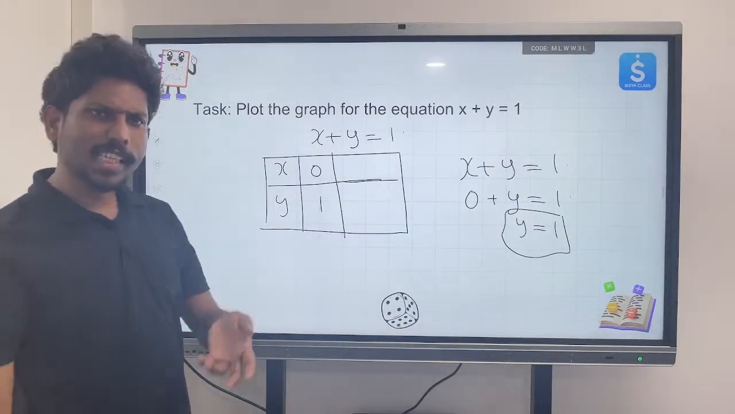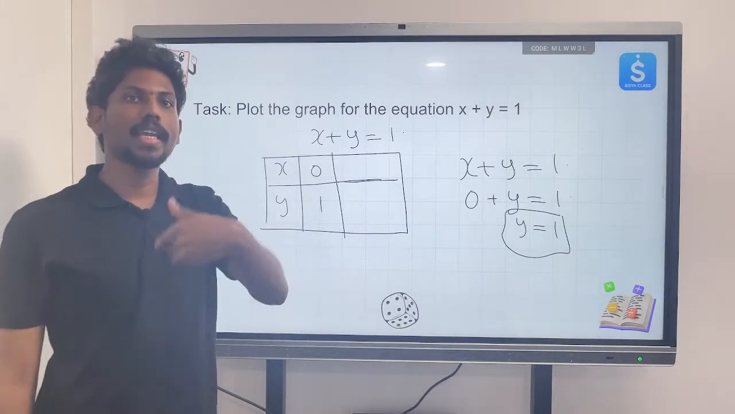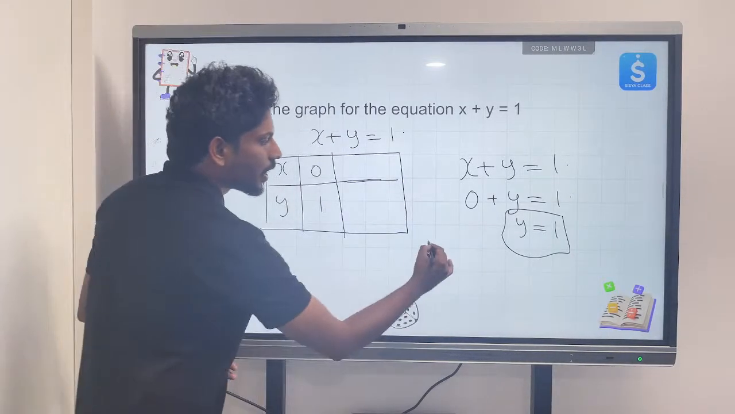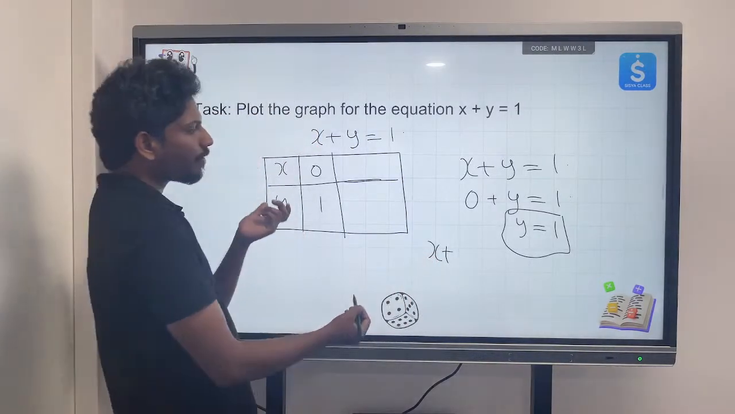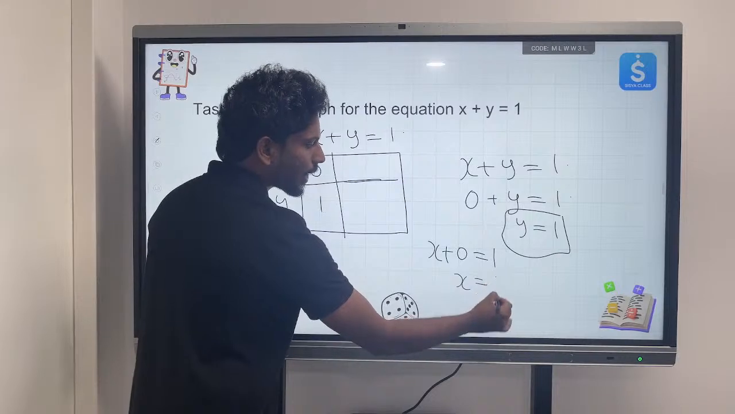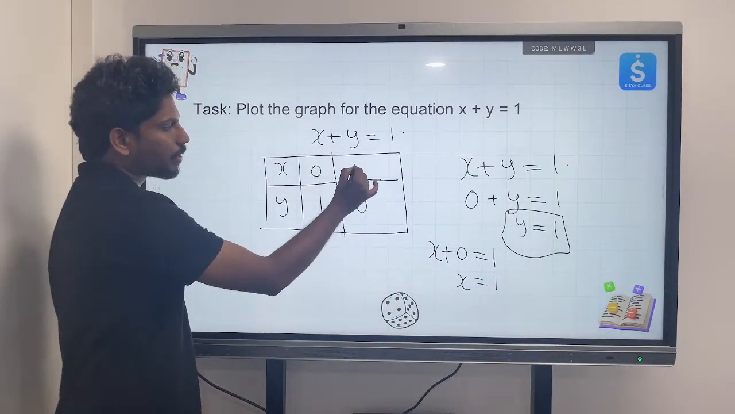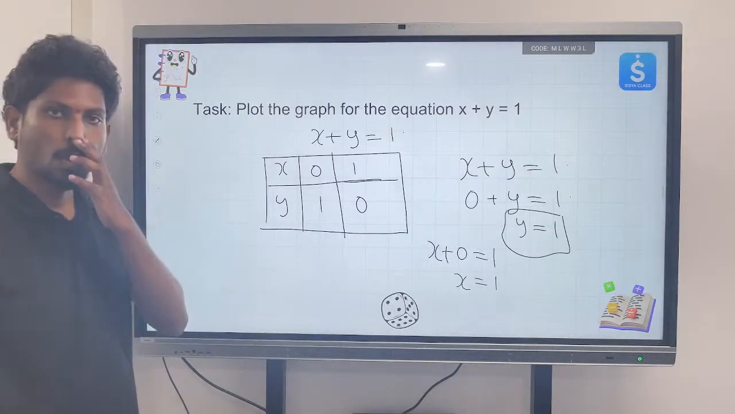Similarly, is it necessary that every time we start with an assumption of the x value only? No, we can take the y value also. So take x plus y, and in place of y you take 0. Okay, so now what value did you get? x equals 1, right? So when y equals 0, you got the x value to be 1, right?